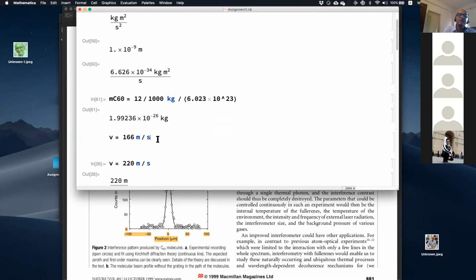Sir, in the mass, 60 into 0.012, like 60 into 12 divided by 1000 and Avogadro. Sir, I think C60 has 60 carbon atoms. Yes, sir. One carbon atom mass is 12 divided by 1000 kilogram, divided by 6.023.